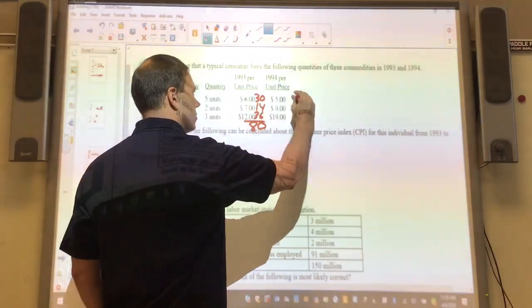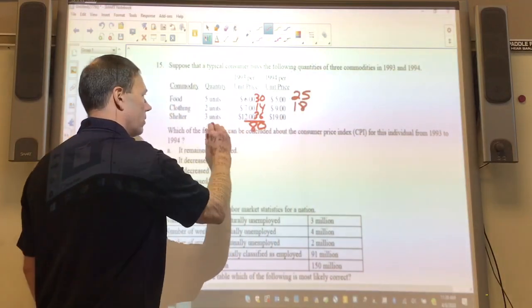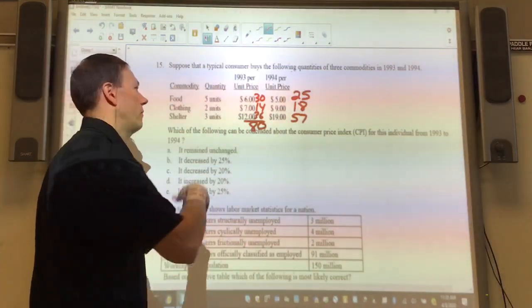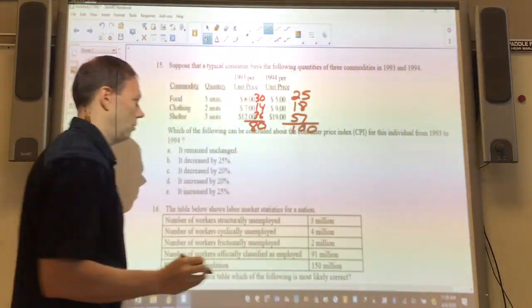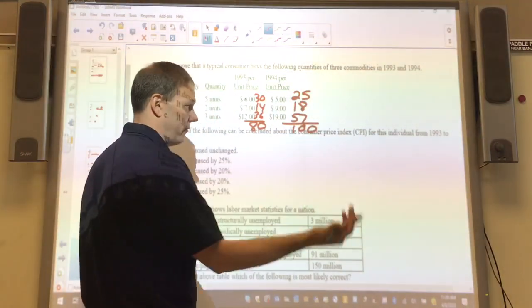5 times 5 is 25, 2 times 9 is 18, 3 times 19 should be 57. 3 times 20 is 60, minus 3, 57, yes. Add that all up, and it should equal 100, okay? So now we've got our 2 market baskets, and here's where we use our formula to figure out inflation.